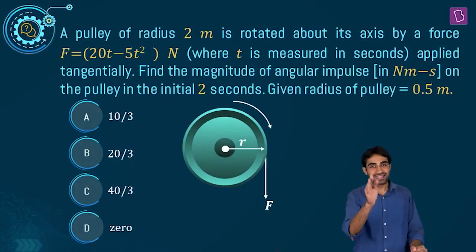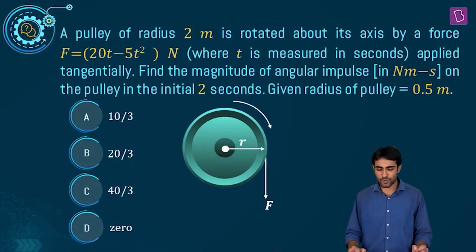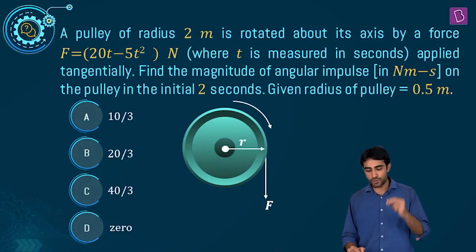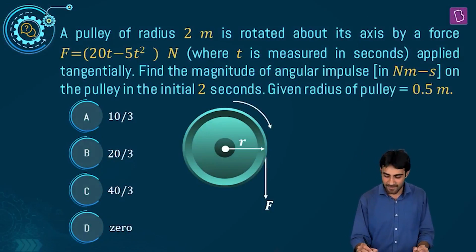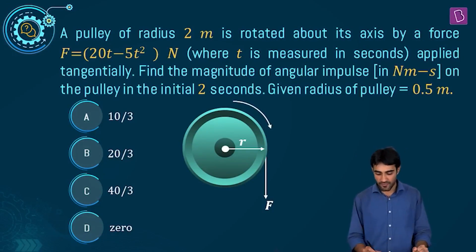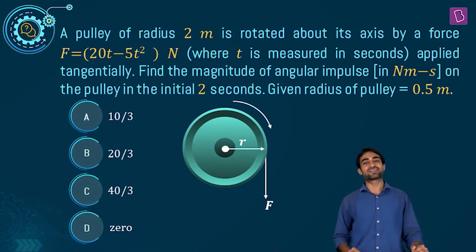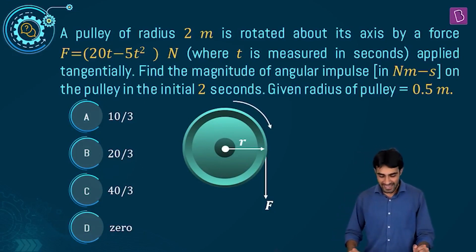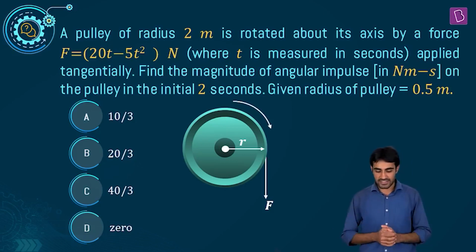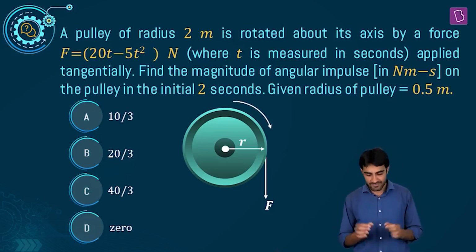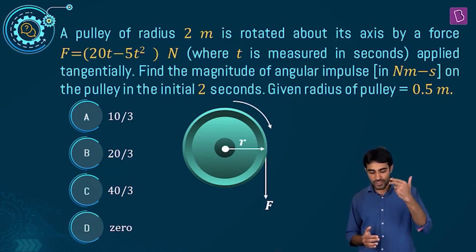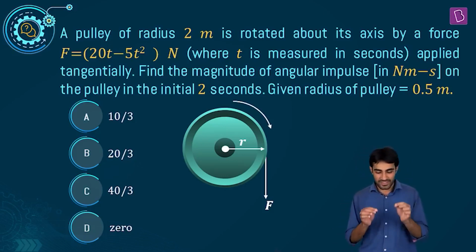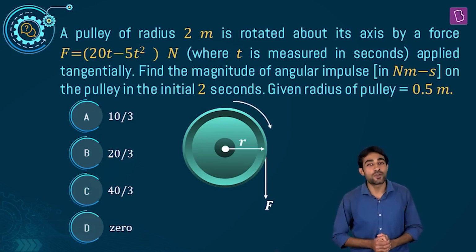Let's have a look at this question. A pulley is rotated about its axis by a force 20t minus 5t square. So this is the magnitude of our force, and our force is acting in a perpendicular direction to the radius vector, right? Now the force is applied tangentially, and we have to find the angular impulse on the pulley in the initial 2 seconds. Given the radius of the pulley is 0.5 meter.